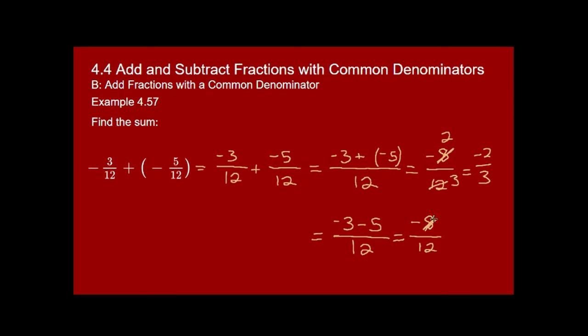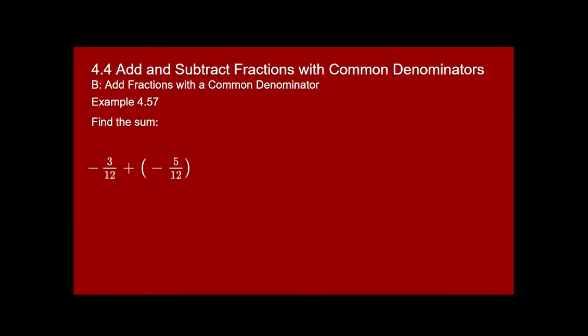Same thing down here. 4 goes into 8 2 times, 4 goes into 12 3 times, and you're left with negative 2/3. And then once again, if you want to, you can pull that negative out and say it's equal to negative 2/3. It's up to you. It doesn't matter to me. Okay, so one more try it problem. Pause the video, work this out, and then come back and make sure you did it correct.